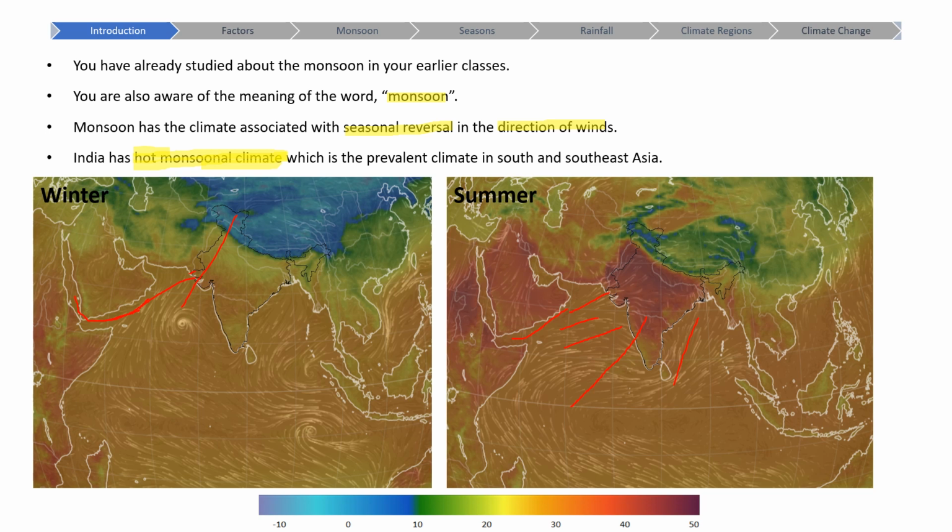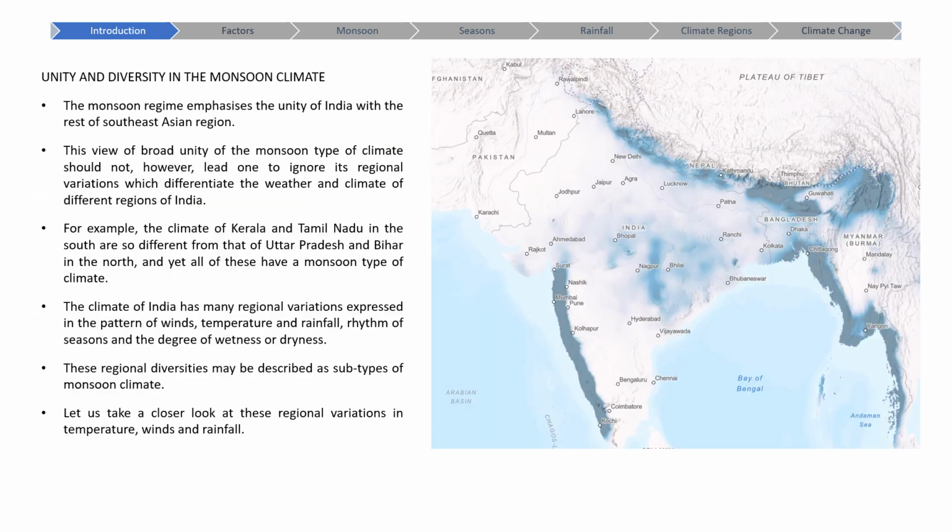This is the reason this word originated from the Arabic word mosam, which means the reversal or seasonal change in the direction of the winds. So what is the identity? Hot monsoon climate. Okay. And now see, what is the significance of this single identity? The significance of this identity is that there is a unity also, and within unity there is a diversity also. In what? In monsoon climate.